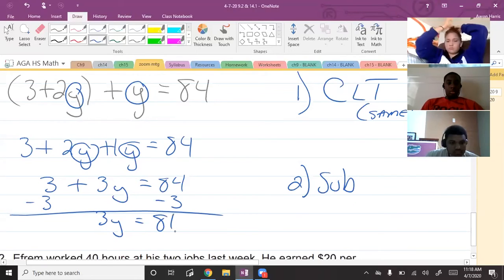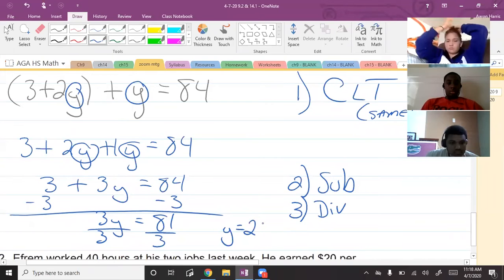81. Now what do I do? Step 3, I'm going to divide. Divide by what? 3. Y is equal to what? 3 goes into 8 how many times? 2. How many is left over? 2. So I get 21.